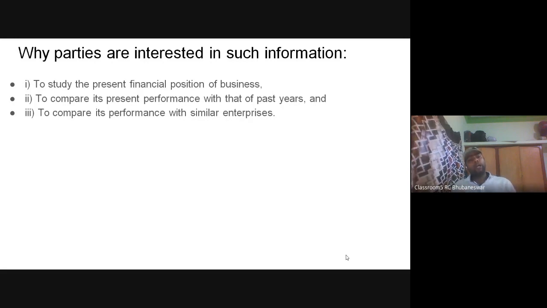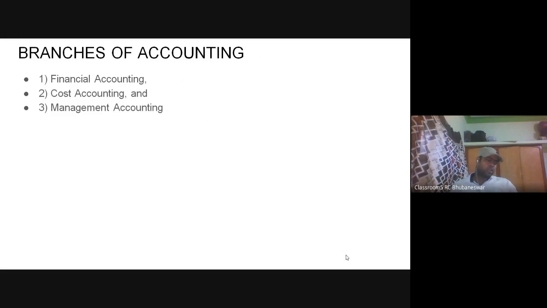If we don't have any information, we can't compare. So we have to take the help of accounting, and after taking the help, we will be able to do all these. Okay, next, what are the various branches of accounting?